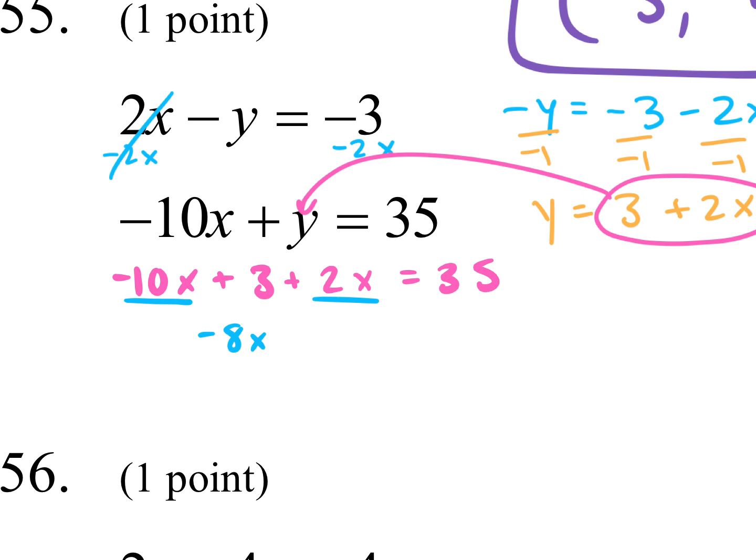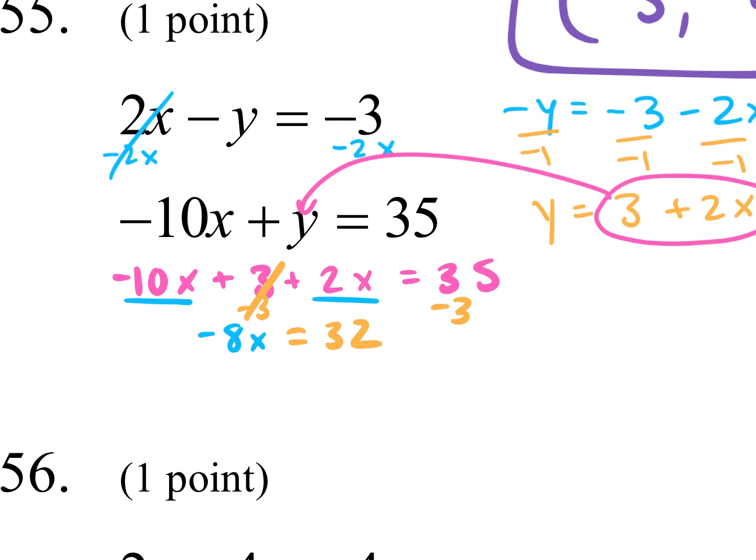Don't change the signs. Now that 3, I have to move it to the other side to combine with the 35. So how would I do that? Subtract 3. So only when you move it to the other side is when you change the sign. What's 35 minus 3? 32. And x will equal negative 4.